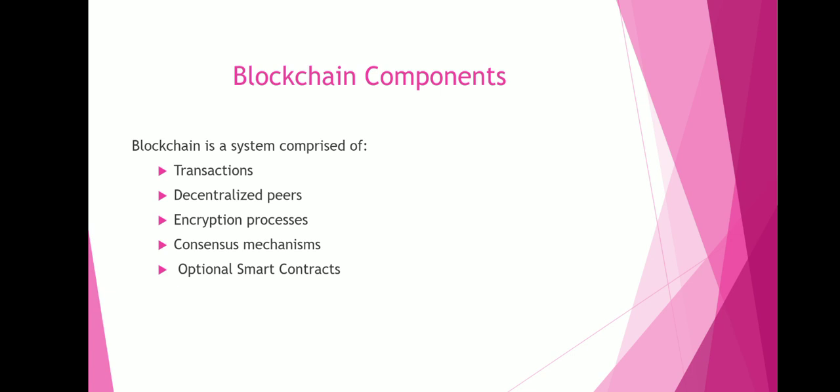The next component is encryption processes. The blockchain is designed using strong encryption mechanisms. We use digital signatures, and we use public key crypto primitives like the elliptic curve digital signature algorithm, and some hash functions. So the blockchain provides encryption processes in order to secure the network.